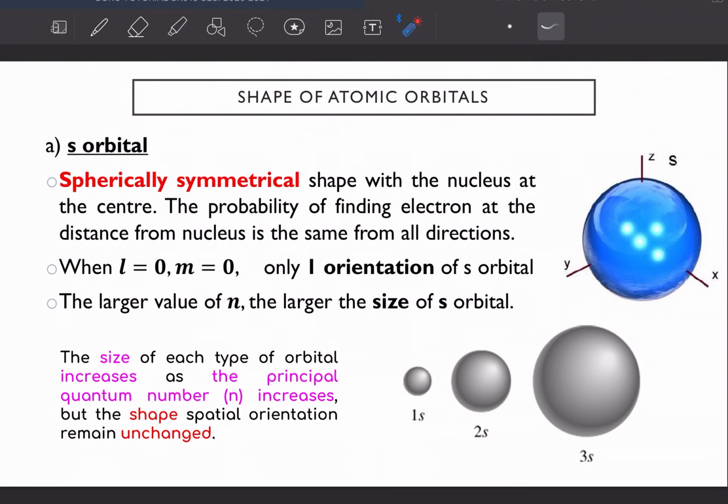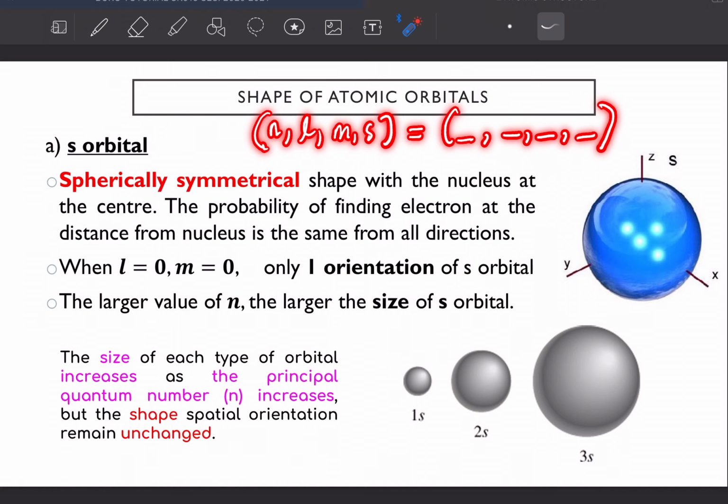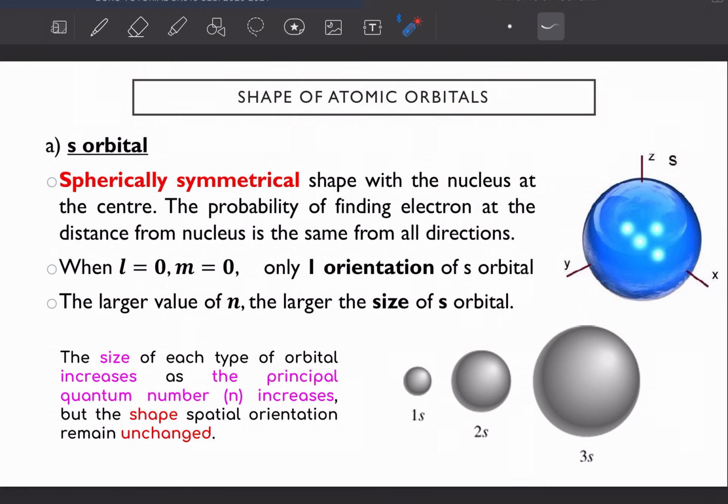So now we are going to look at the shape of our atomic orbitals. Tadi you already know how to describe the address of your electrons by n, l, m, s. So satu elektron akan ada one unique n, l, m, s, one unique address within your atom. So now we want to know the shape of our orbital, tempat awak letak elektron tu.